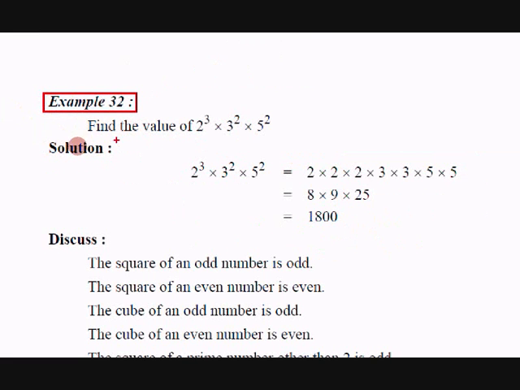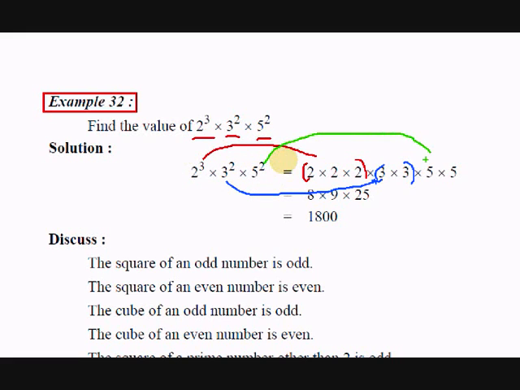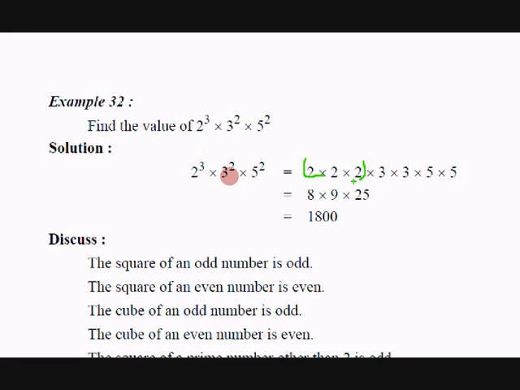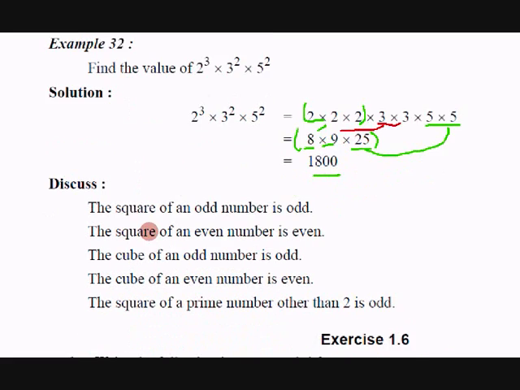Let's take example 32. Find the value of 2 cubed into 3 square into 5 square. How do you convert 2 cubed? 2 into 2 into 2, 3 times 2. 3 square is 3 into 3, 2 times 3. 5 square is 5 into 5, 2 times 5. Now 2 cubed is 8. 3 into 3 is 9. 5 into 5 is 25. Now 8 into 9 into 25, multiply these 3 numbers and you will get 1800. Remember, that is the way you solve it, okay?